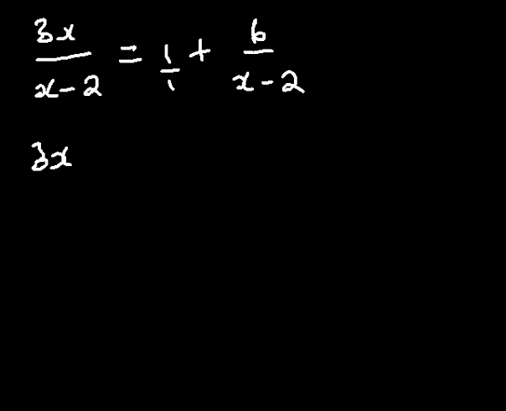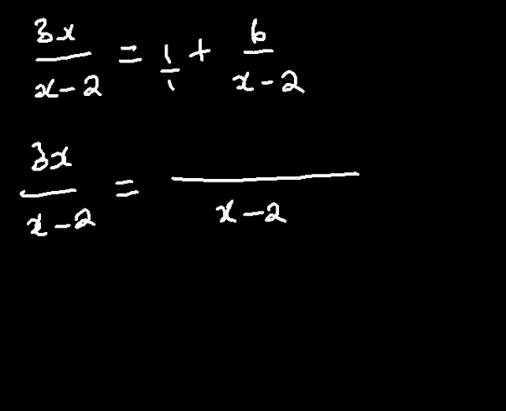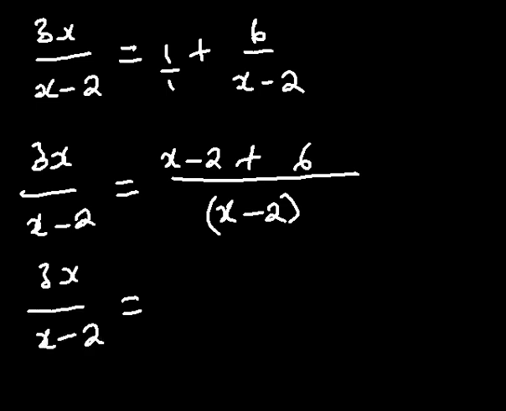So 3x divided by x minus 2 is equal to, what is the common denominator? We have it as x minus 2. And x minus 2 times 1 is x minus 2, and 1 times 6 is 6. We have plus here, and 1 times this, we'll have x minus 2. Collecting the like terms, x minus 2 plus 6 gives x plus 4, so we have 3x divided by x minus 2 equal to x plus 4 divided by x minus 2.